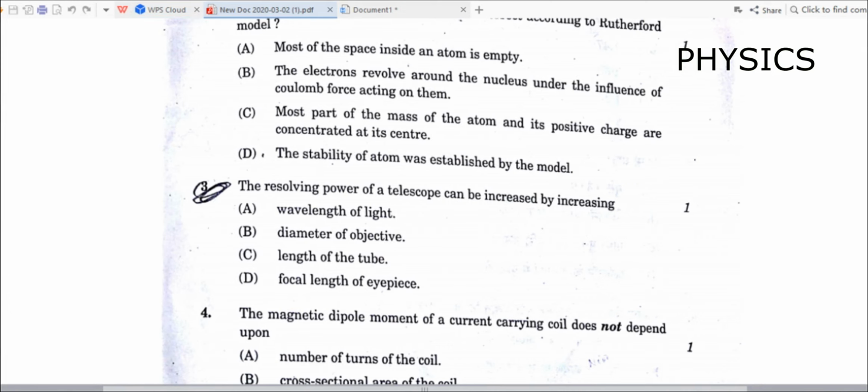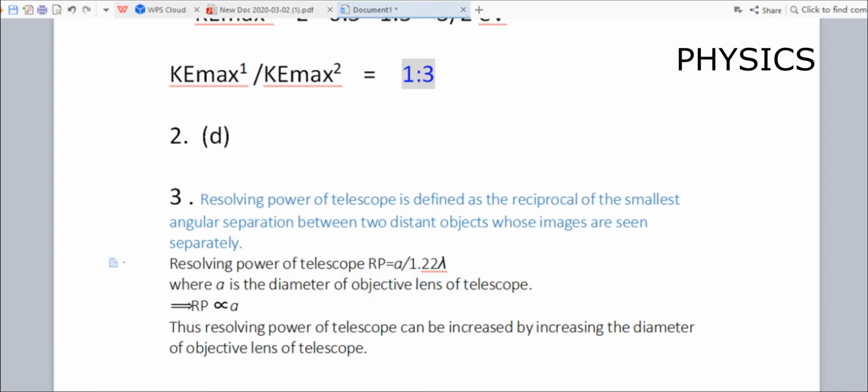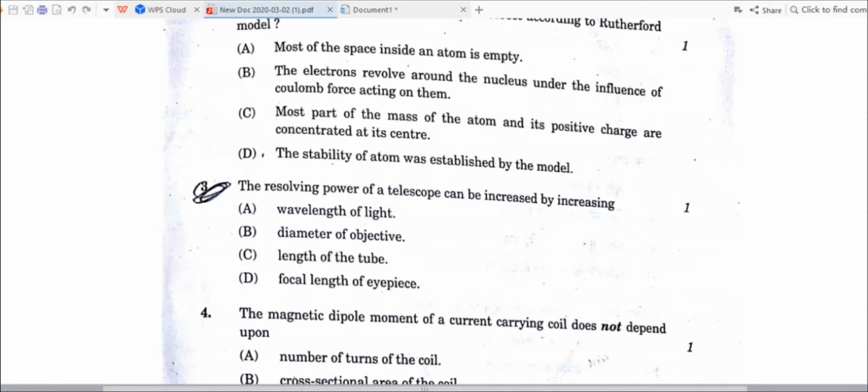If you know the formula of resolving power, then the question is really simple. It is the simple definition. If you don't know or haven't read this, resolving power equals A upon 1.22 lambda. So that means resolving power is directly proportional to the diameter of the objective lens. So the answer is B.